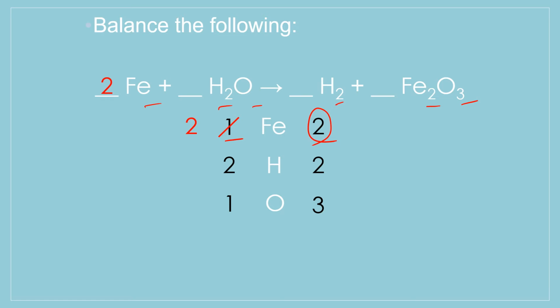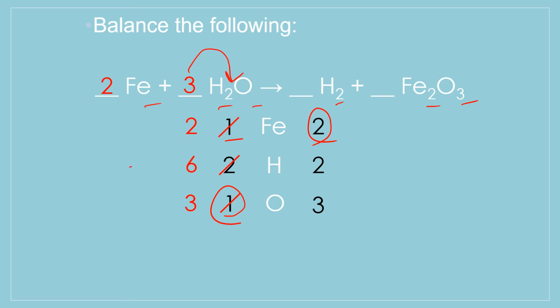We move on to O. So the smaller side is this 1 here. What number times 1 gets me 3? So the answer is 3. We multiply it by 3, but we also multiply the H as well. So 3 times 2 gets me 6.